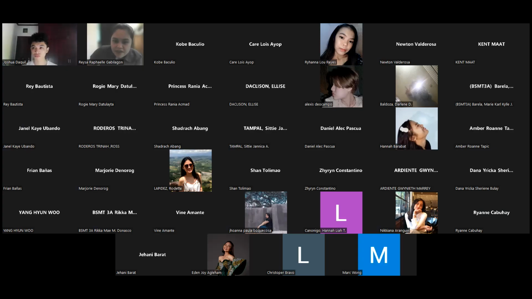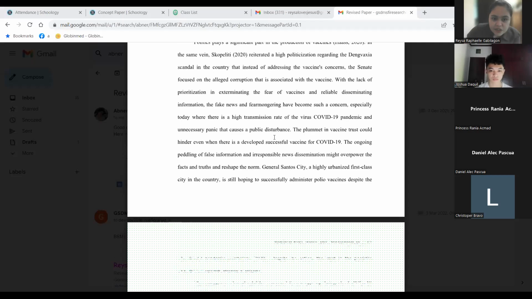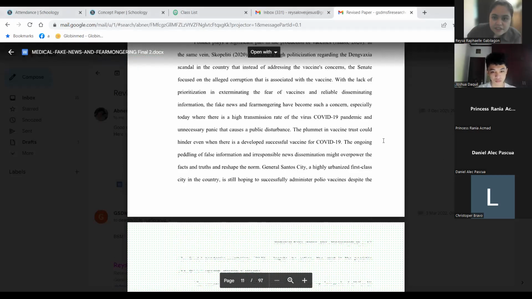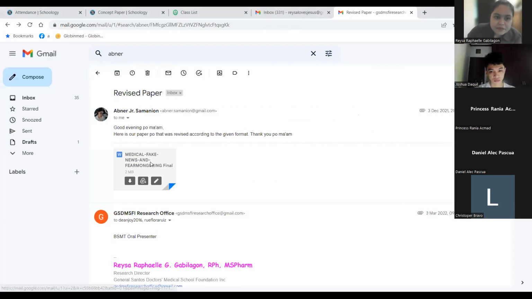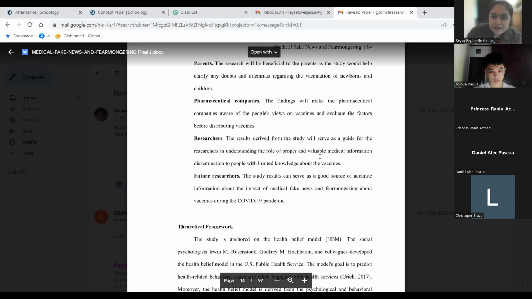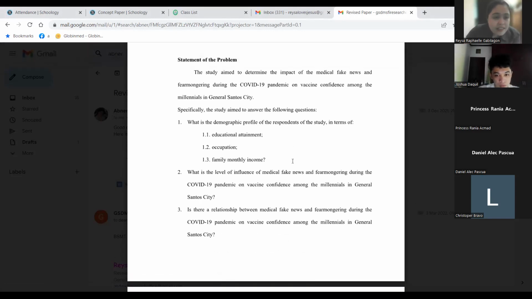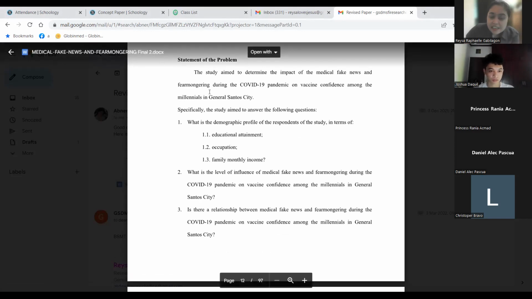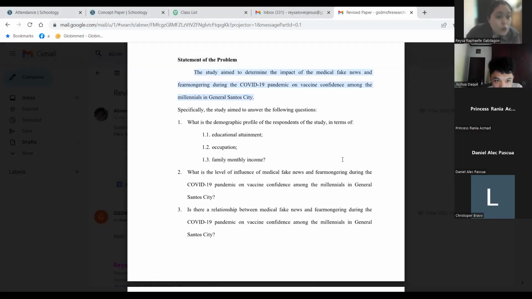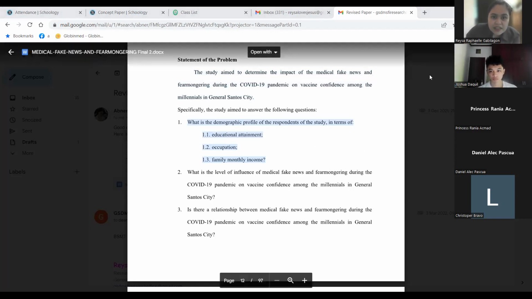Let's go back to my example. After their introduction, they have the statement of the problem. Since this is a quantitative, descriptive, correlational research design, this is their statement of the problem. Everything starts with the general statement: you restate the objective of your study. Then, specifically, these are the questions they need to answer in their research. Since this is quantitative descriptive, it starts with the demographic profile.